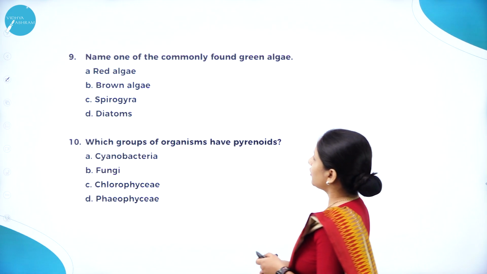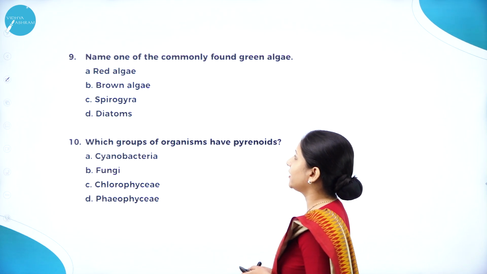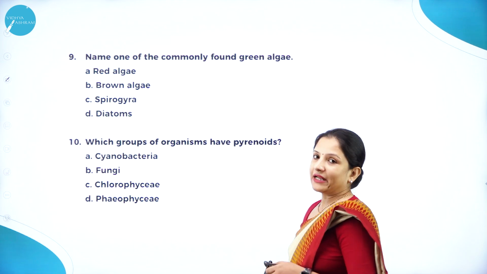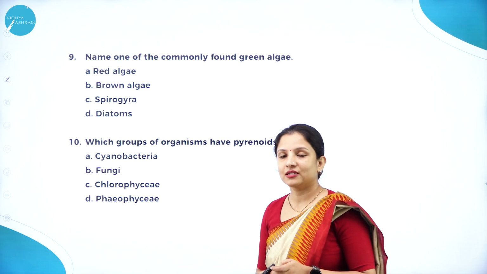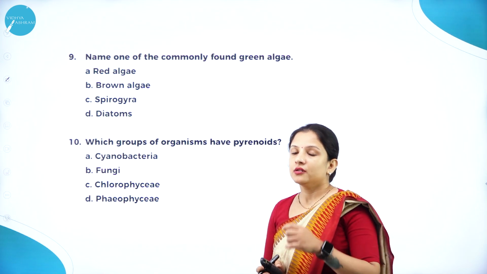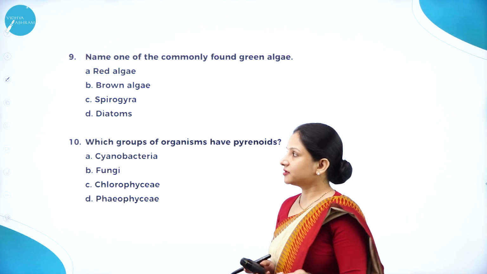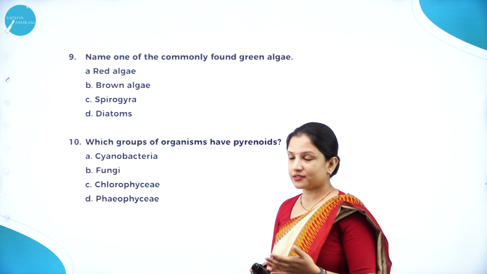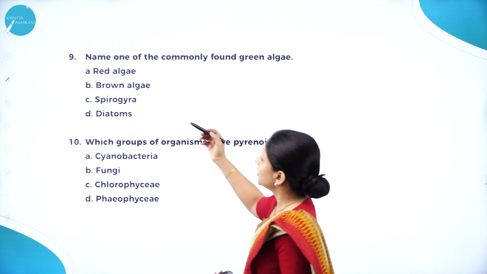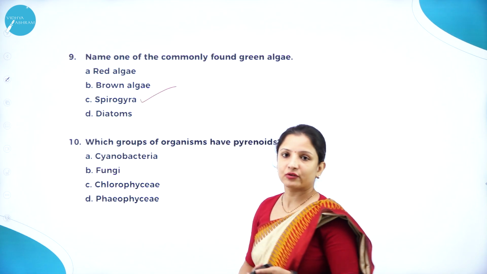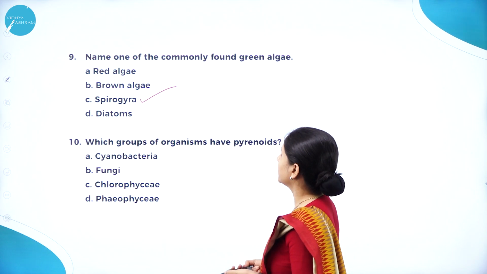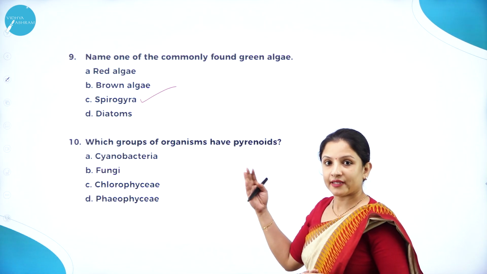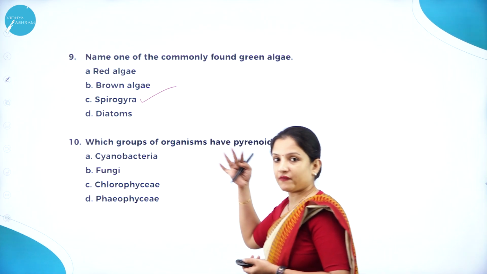Next question. Name one of the commonly found green algae, red algae, brown algae, diatoms. Diatoms has nothing to do with this. Diatoms usually come under the second chapter, that is Protista. So it has nothing to do with this. So the answer here is Spirogyra. Spirogyra is an example for green algae. And there are other examples under Chlorophyceae also, which I have given in the synopsis.